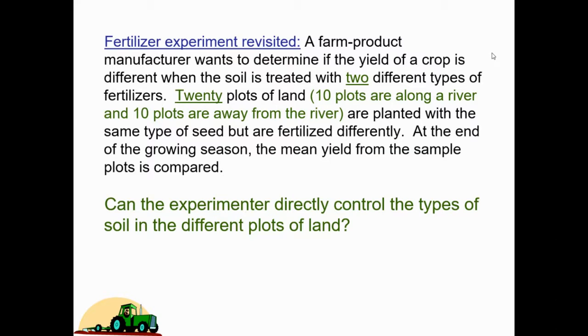So, can we directly control the type of soil in each plot of land? No. Choose 5. You what? You choose 5 from the ones next to the river and 5 from the ones away from the river, one block. That's right. No. You can't control the soil. You must use the plots that are available.